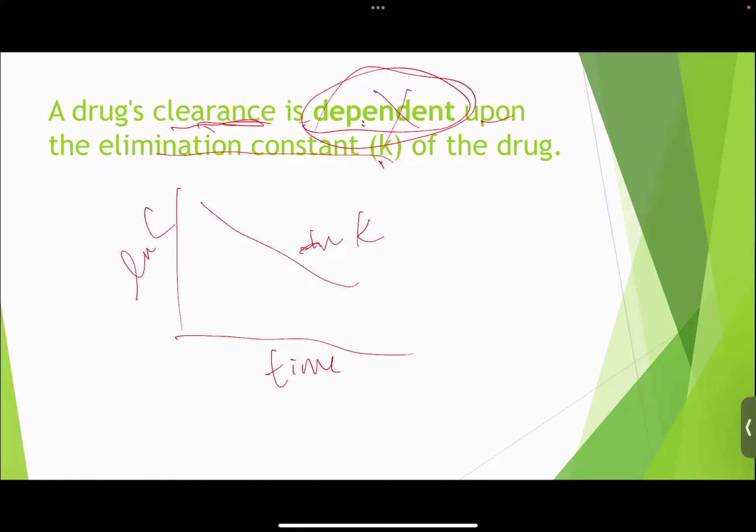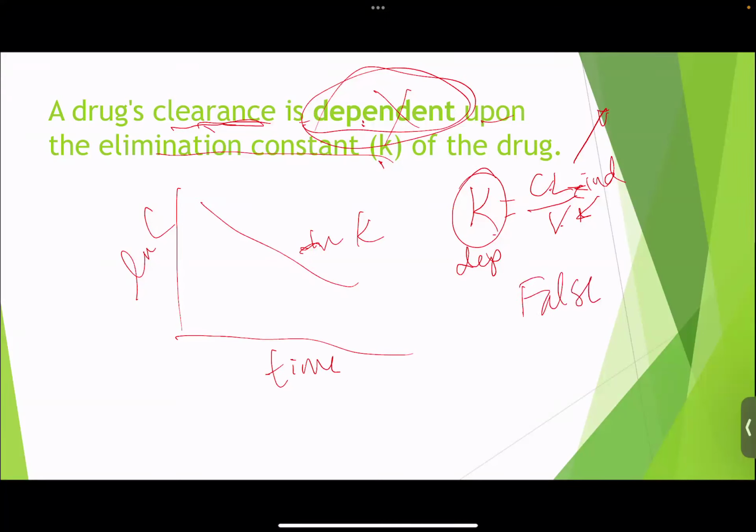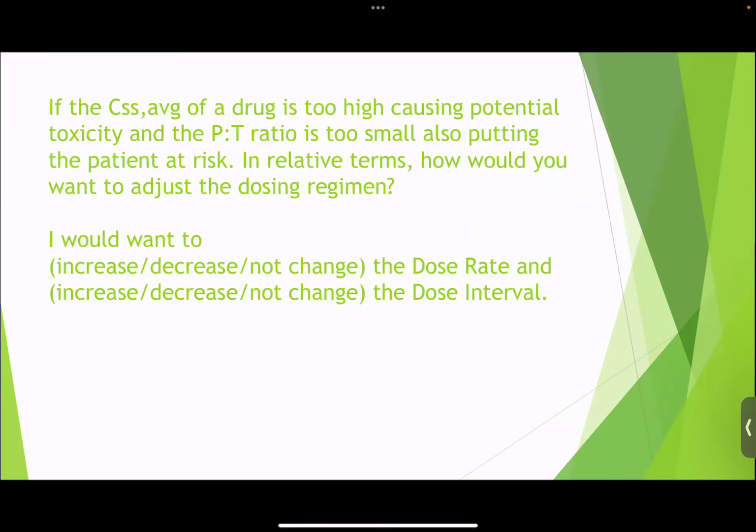No. The other way, our K is dependent upon clearance and volume. K is the dependent variable. Clearance is independent, as is volume. Your clearance is dependent upon blood flows and kidney function, etc. K is dependent upon clearance and volume. So this is a big old false, yeah? I think most of you did well on that.